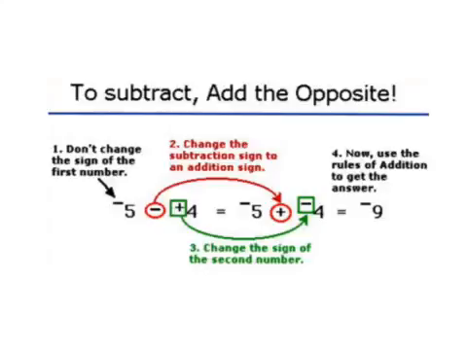From there, you use the rules of adding. If your signs are the same, add the numbers and keep the same sign. If your signs are different, subtract the numbers and take the sign of the larger absolute value.